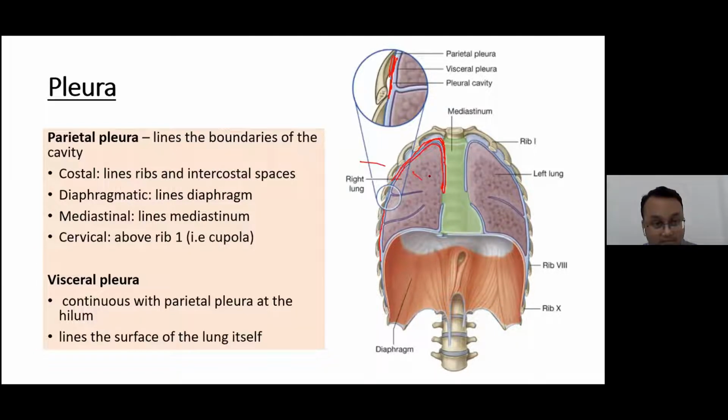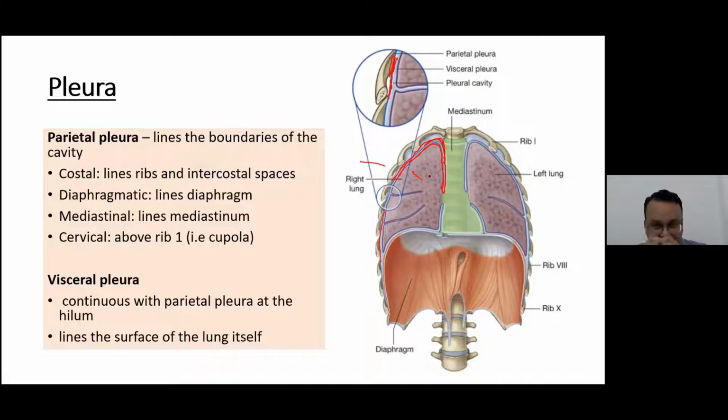The parietal pleura is very intimate to the thoracic wall, whereas the visceral pleura is very intimate to the lung. It goes and surrounds the lung and adheres tightly to the lung. It really sticks to the lung.